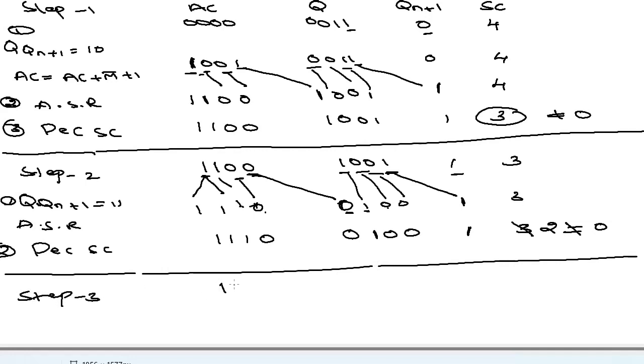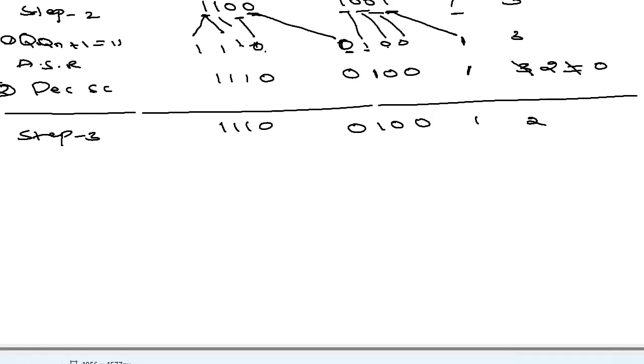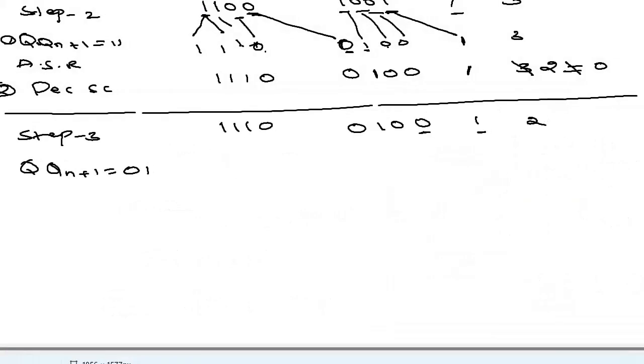In step 3, initial values are 1 0 0 1 0 0 1. Sequence counter value is 2. Again compare the Q and Qn plus 1 values. So Q value is 0, Qn plus 1 is 1. So 0 1. Now see what operation we are performing for 0 1: we are adding the accumulator value to the B register. That means the M value. Whatever the accumulator value, we have to add that value to M.